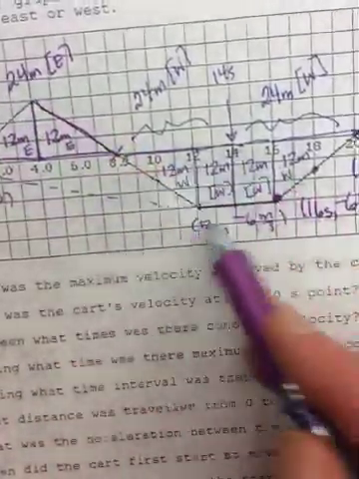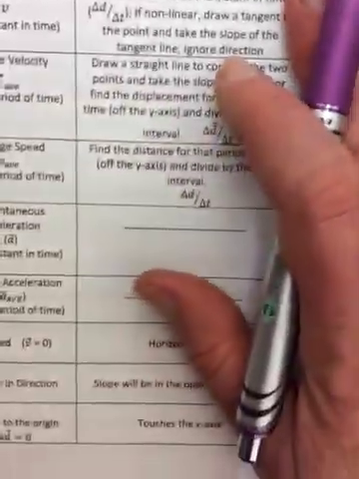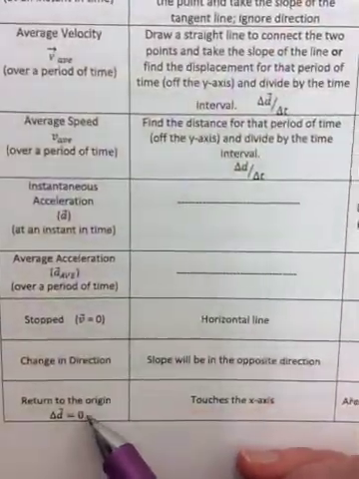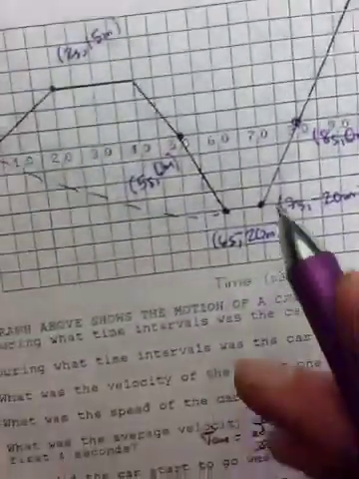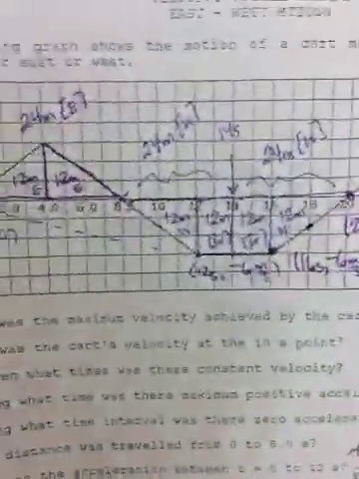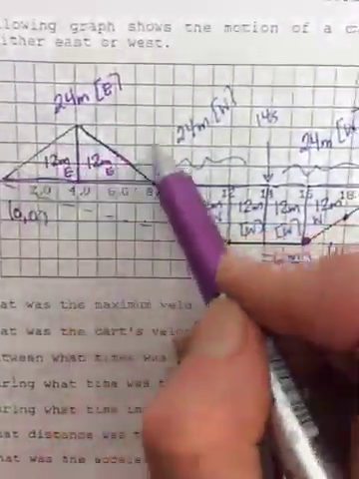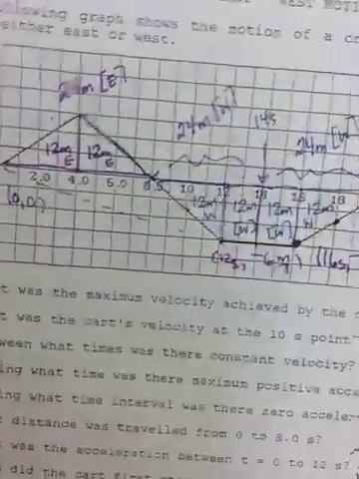So here it's east, here it's west, here it's back east again. So it changes direction every time it crosses the x-axis. And how can you tell if it returns to the origin? On a displacement versus time graph, it's whenever it comes back to the x-axis. On a velocity versus time graph, it's whenever the area above the axis equals the area below the axis.